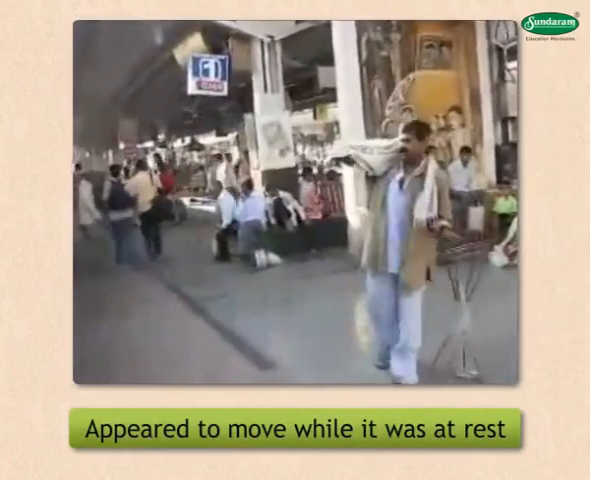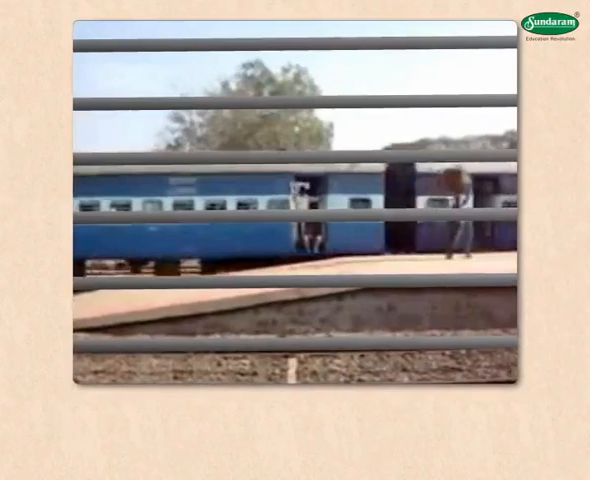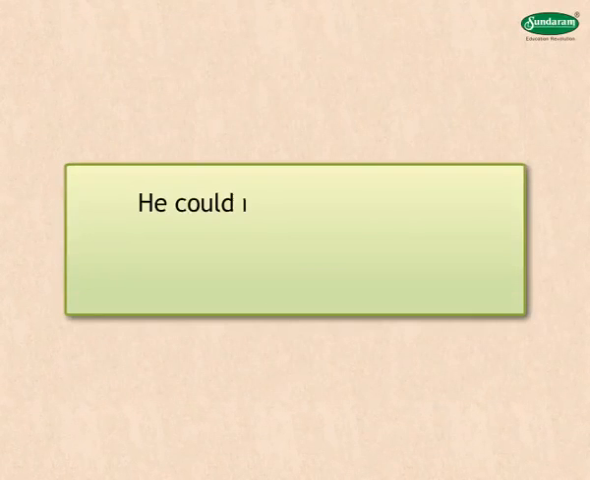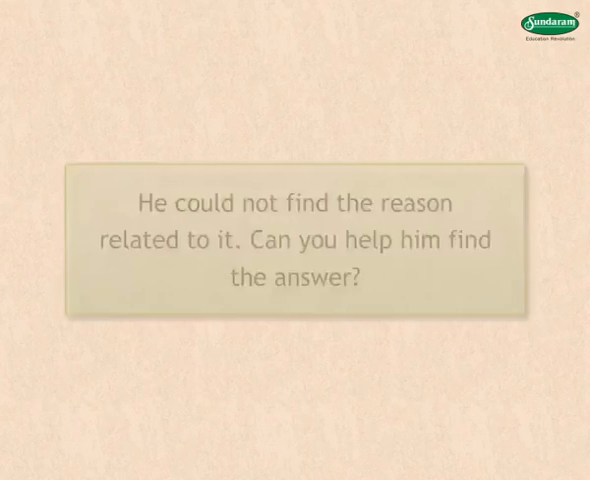He experienced that the train in which he was sitting appeared to move while it was at rest, but in fact, a train on the neighboring platform was departing. He could not find the reason related to it. Can you help him find the answer? Let us continue with this chapter and find out the answer to some more similar questions.